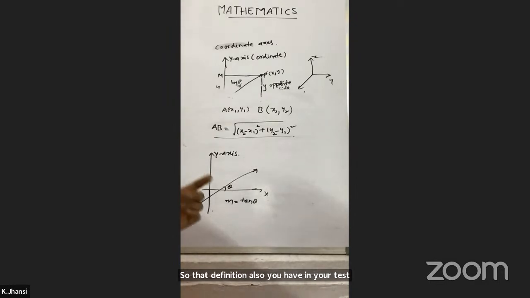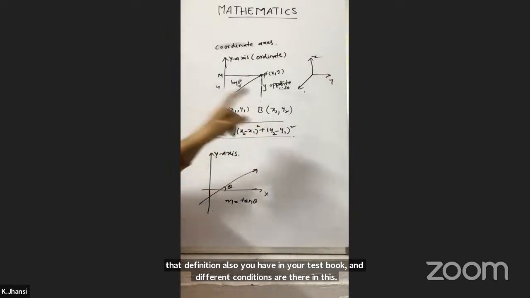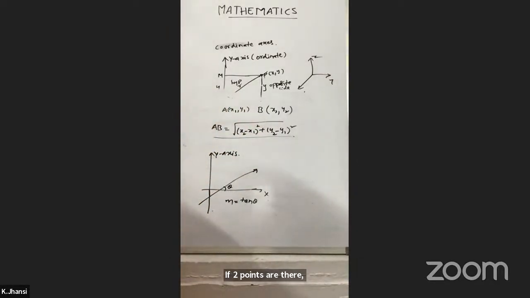If 2 points A and B are there, then for a non-vertical line where theta is the inclination and x1, y1 and x2, y2 are the 2 points on it, tan theta is found as y2 minus y1 by x2 minus x1. So in coordinate geometry, you should compulsorily know the formulas. When 2 points are given, how to find the distance. Second, if 2 points are given, how to find the slope.